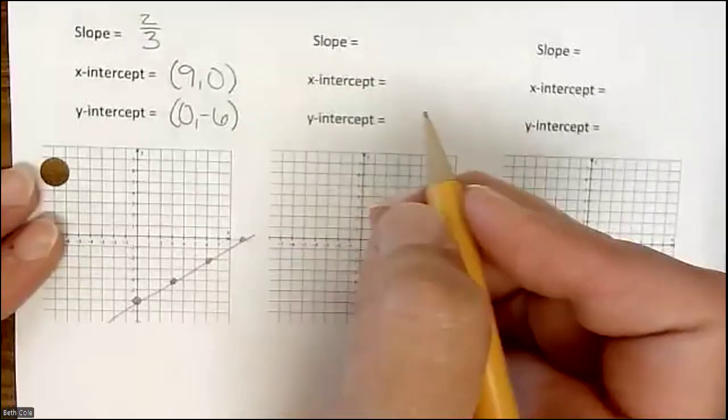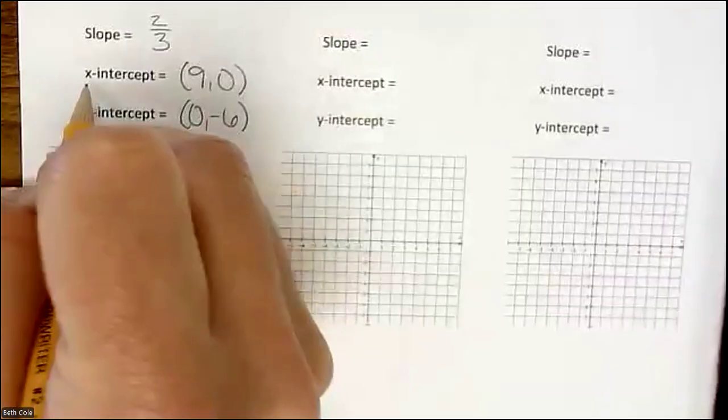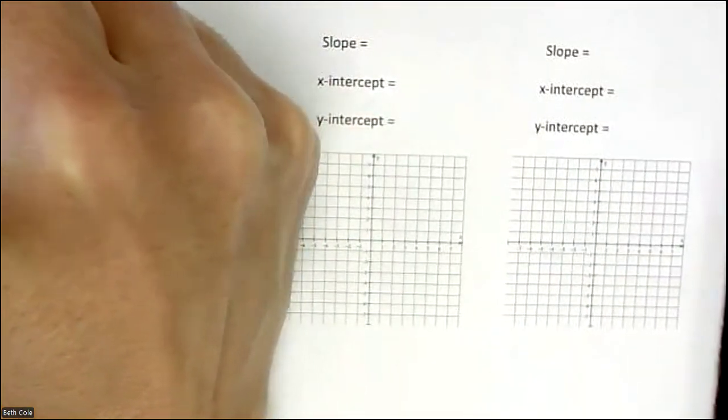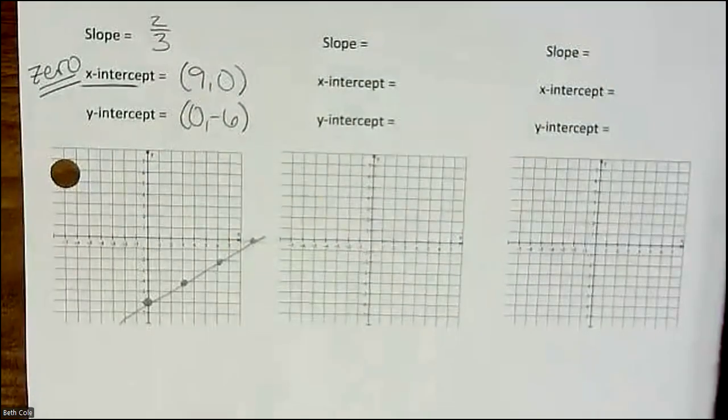And I don't have this written on here, but you're all taking notes. An x-intercept is also called a 0. So if you see what's the 0, it just means what's the x-intercept. It's just another vocabulary word that means the same thing.